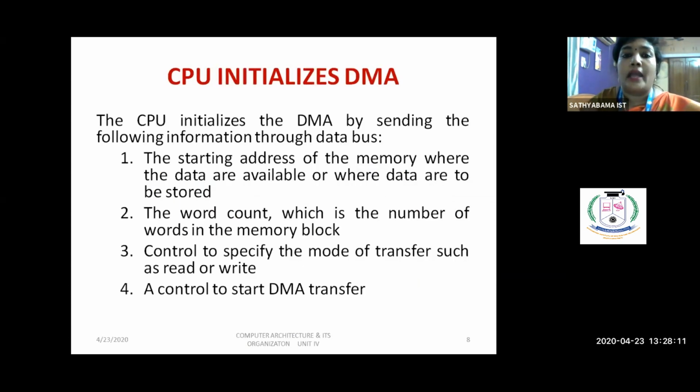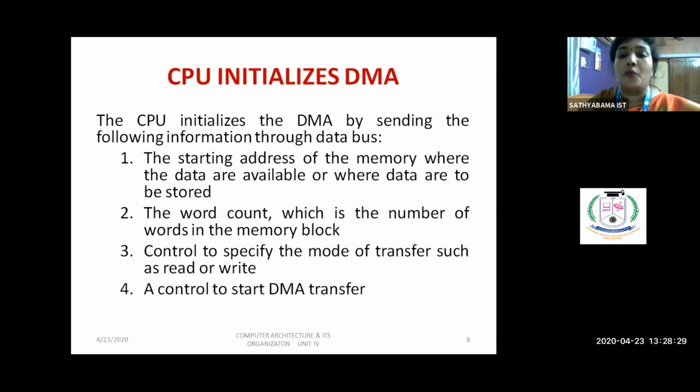Now, actually, the CPU initiates DMA. A DMA transfer is always initiated by your CPU. So it initializes by giving the following information. First, it will give the starting address of memory.